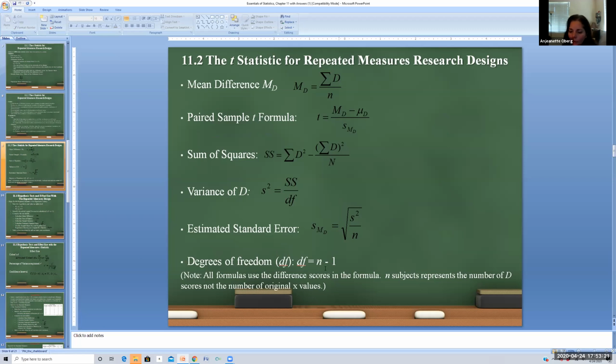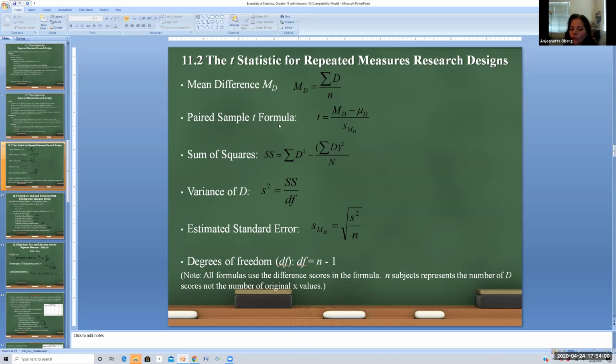So when I look at my formulas now, they're all going to be based on our mean differences. So our mean difference is the sum of all our difference scores for each participant in the study divided by n. Our paired samples t formula is going to look at the difference between the sample mean and population mean divided by estimated standard error. My estimated standard error formula is going to change. It's now going to be based on my variance divided by my n, which means I need to go back and remember how to calculate my variance, which is sum of squares divided by degrees of freedom.